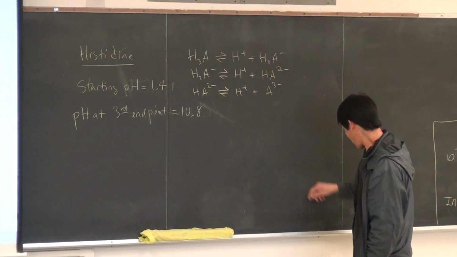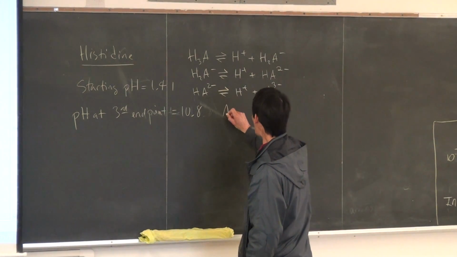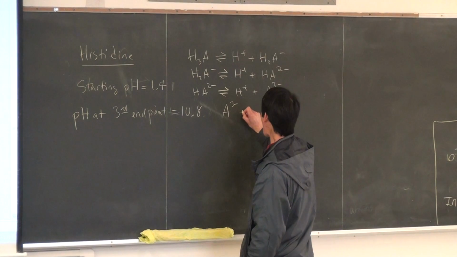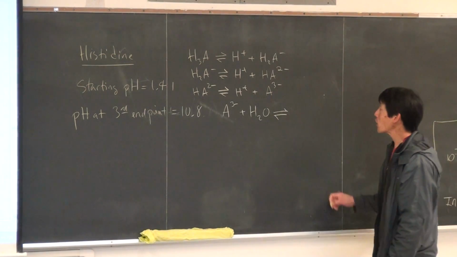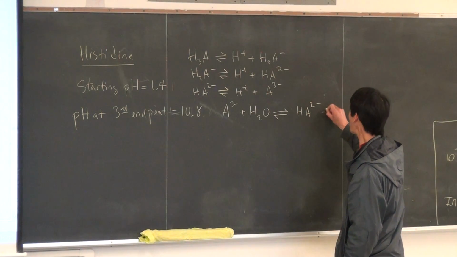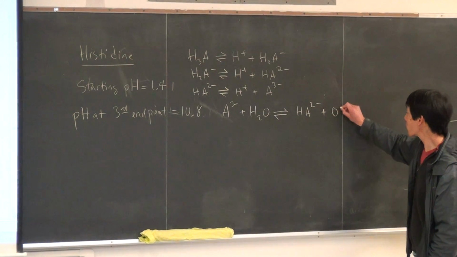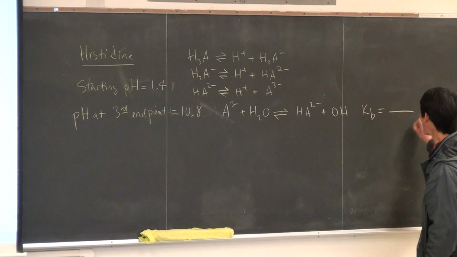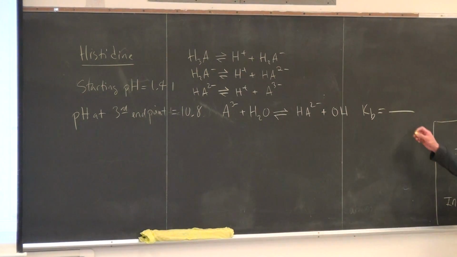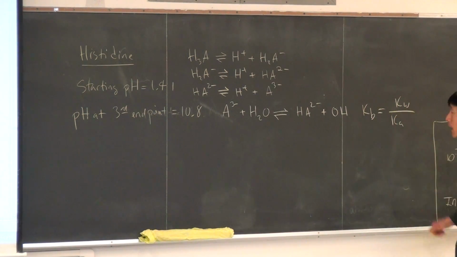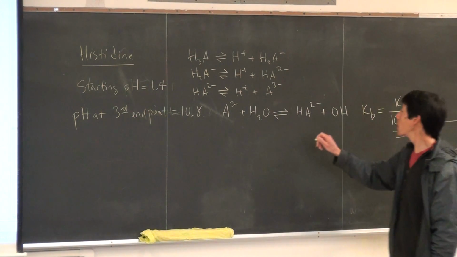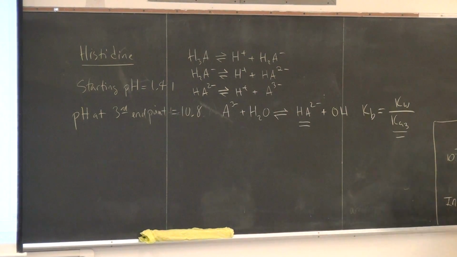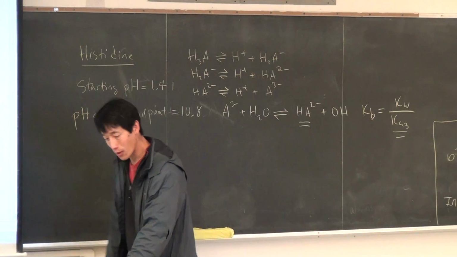So at the third endpoint, we want to figure out that the A3 minus, the conjugate base, reacts with water. And what are the products of this reaction? Yeah, HA2 minus and OH minus. And we want to figure out Kb, so Kb for this reaction is equal to Kw divided by Ka. Now, is it Ka1, Ka2, or Ka3? Okay, Ka3. Now, note that this Ka refers to this acid, HA2 minus. So if we plug in our numbers, for Kw, that's 1 times 10 to the minus 14.